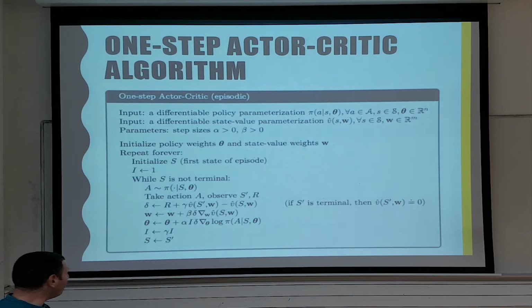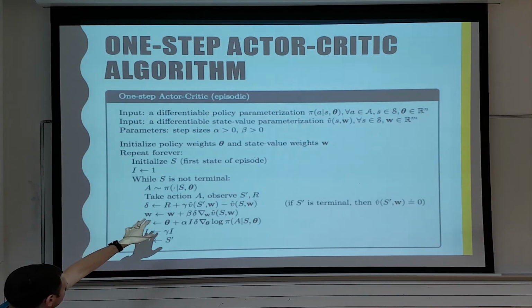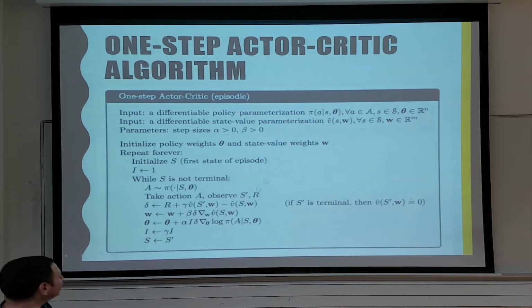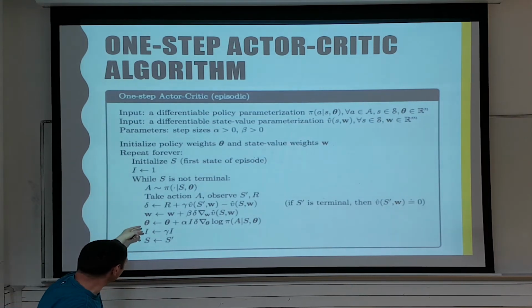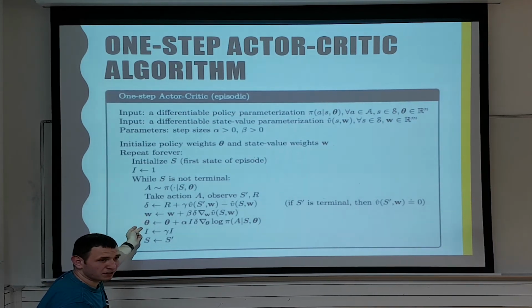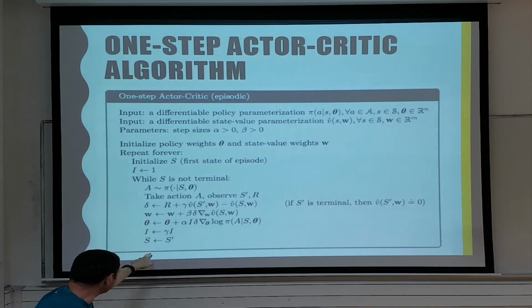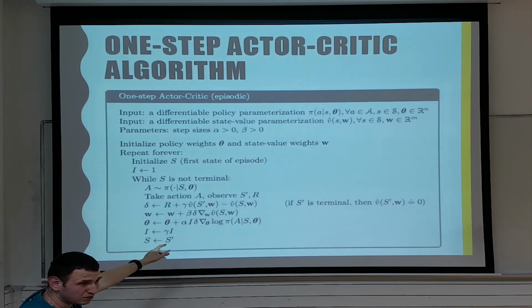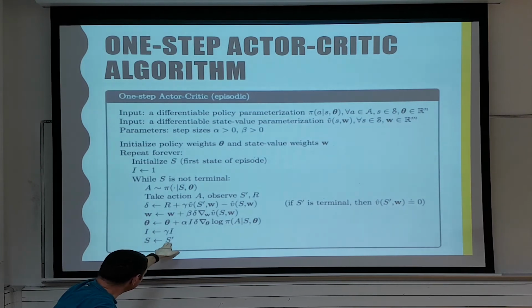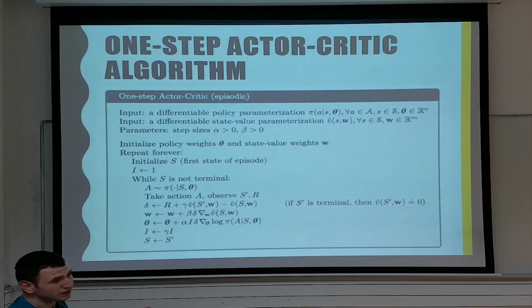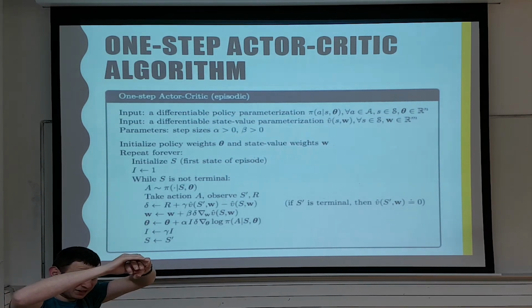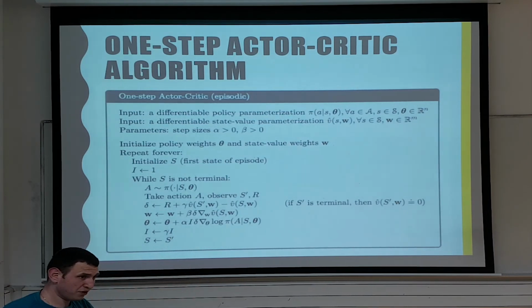While S is not terminal, we choose action A approximately from the policy probability given the state, and we take action A and observe the next state S tilde. Then we do the updates: we update our weights, and by updating them we update our parameter theta. Then I becomes I times the discount, and S becomes S tilde. If S tilde is terminal, then its value function is 0, because we need the value of the terminal state to be 0. It ends, and then we do it again.